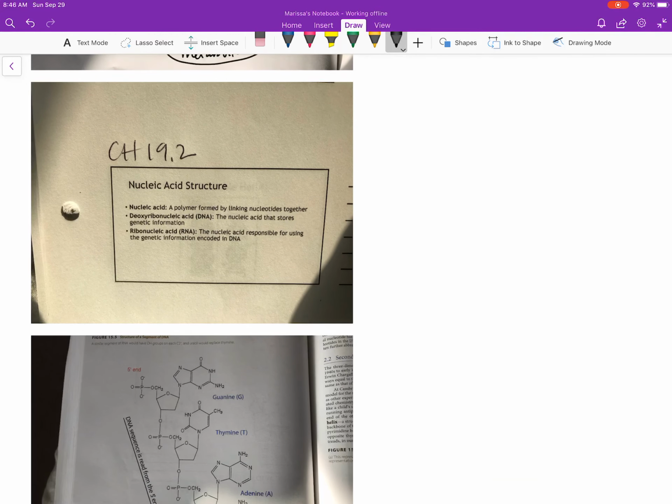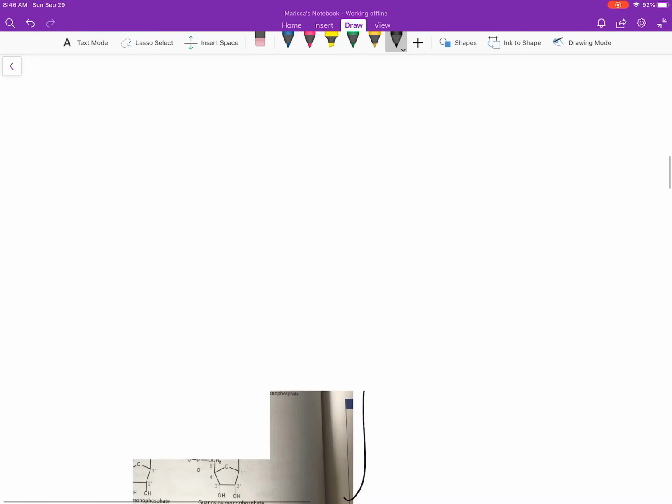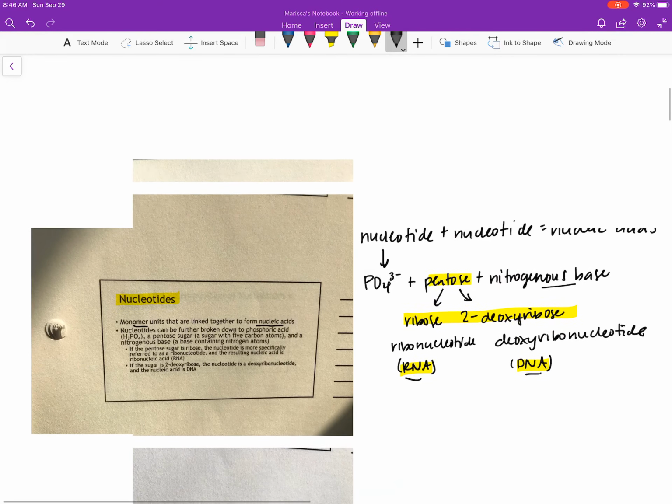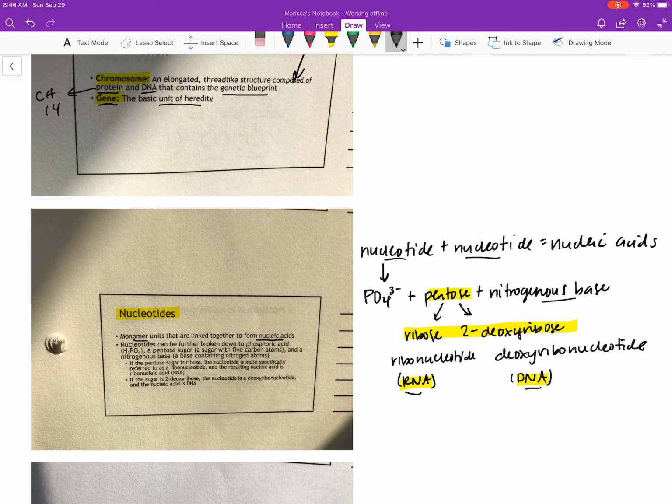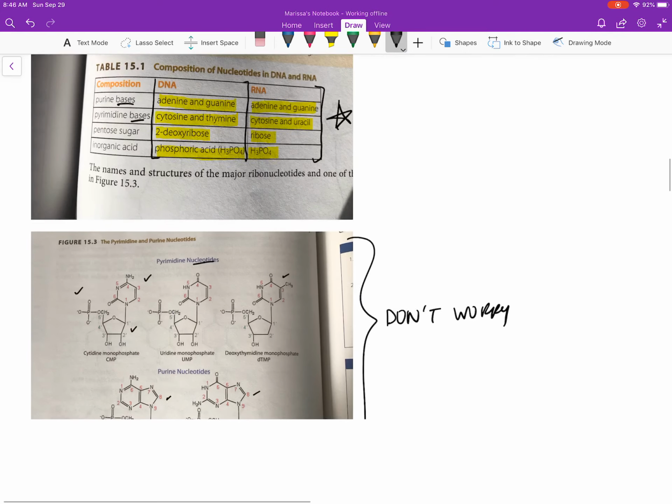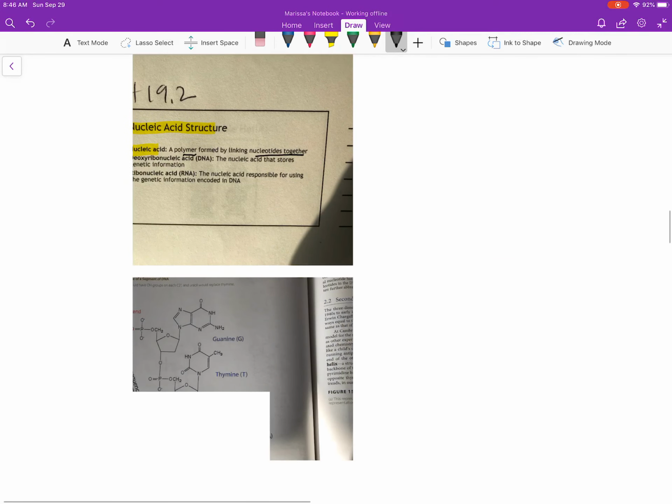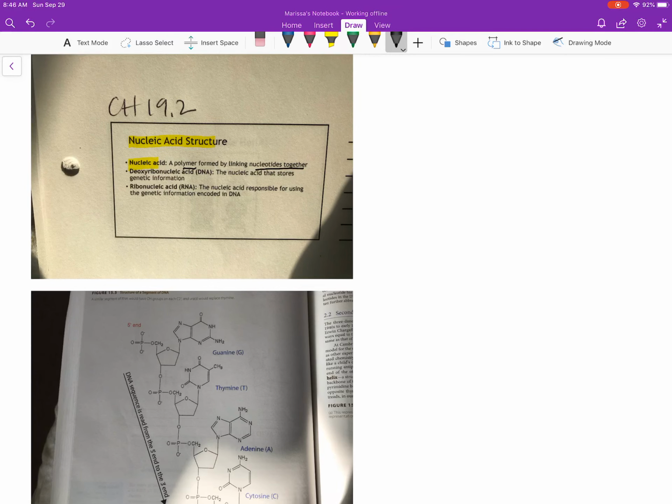All right, nucleic acid structure. So a nucleic acid is a polymer made up of linking nucleotides together. Okay, so we're going to go back up here, and we're going to look at this first little formula. So nucleotide plus nucleotide. So we're going to take this entire group, and we're going to start linking them together with other nucleotides to make a polymer, which we're going to call a nucleic acid.